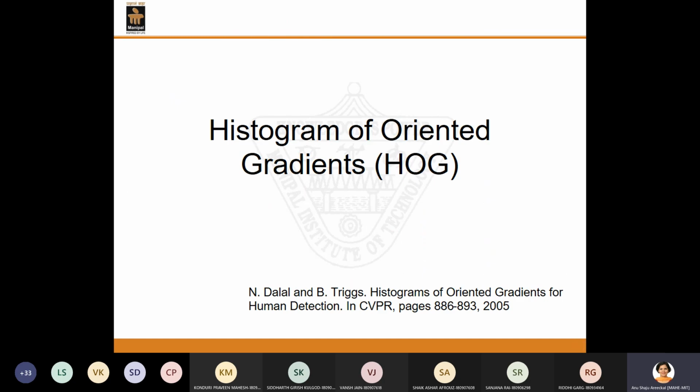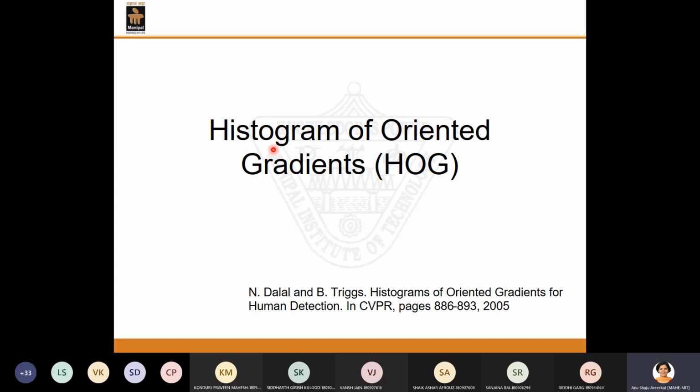First, we will be looking at histogram of oriented gradients. It is called HOG, histogram of oriented gradients. So just as the name says, what we do is we find the gradient of an image first, and we look at the orientations which are present in the gradients. And depending on those orientations, we make a histogram of the orientations.